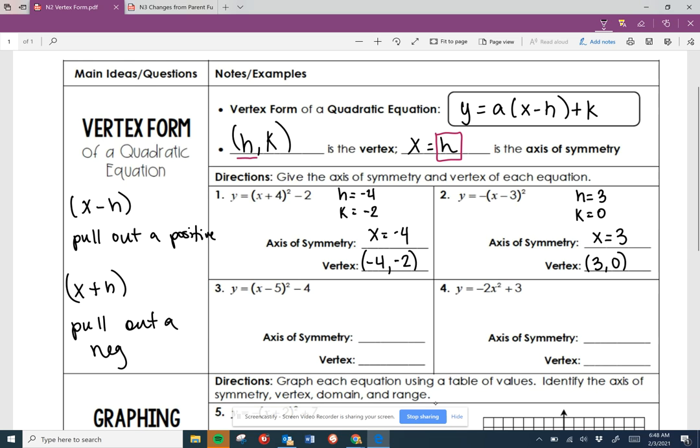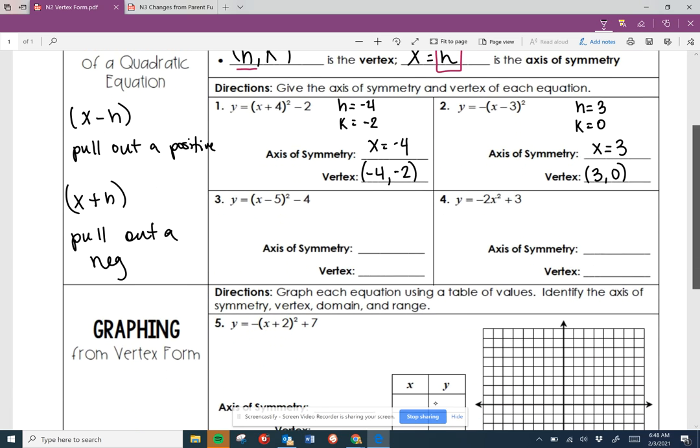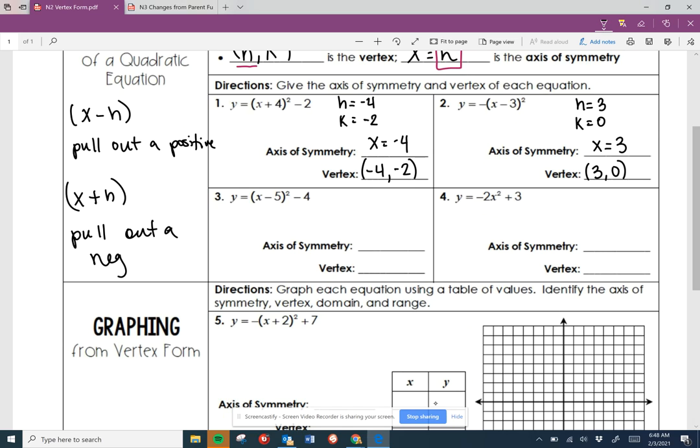Okay, down here we look at number 3. You can see we have a minus 5. So since it has a minus, we're going to pull out a positive. h equals positive 5. And then the k value is minus 4, so we're going to use that as a negative 4. Your vertex is 5 comma negative 4, and the axis of symmetry is x equals 5.